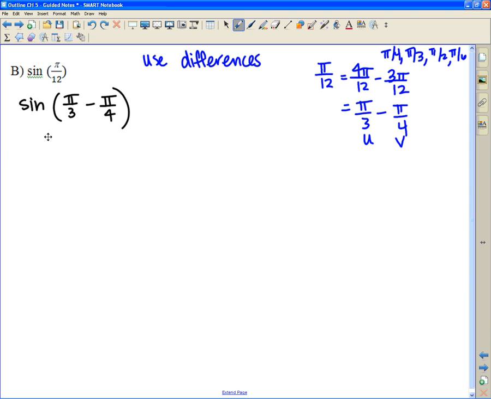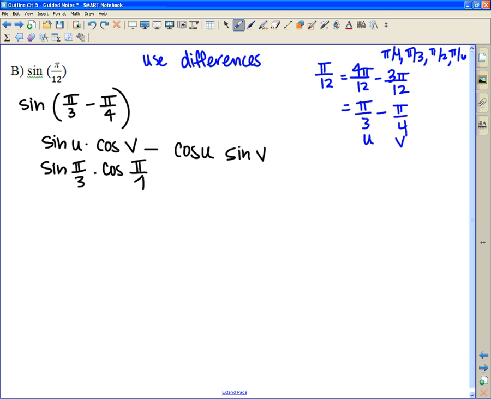Okay, the formula that we need here is sine of u times cosine of v. There is no sign change. Minus, since this is a minus, cosine of u sine of v. So I need the sine of pi over 3 times the cosine of the v value, pi over 4, minus cosine of pi over 3 with cosine. And sine went with pi over 3 last time, this time it goes with pi over 4. So there's patterns here.